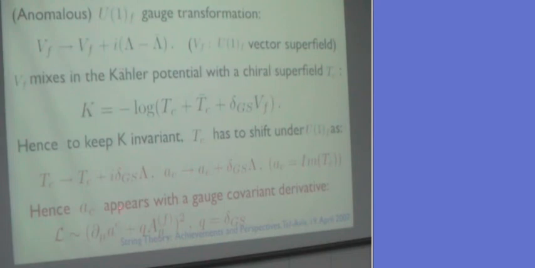this field now, if you only focus on the axionic part, appears now in the gauge covariant derivative in this way. If you expand out this action, you get this (dμ a)² plus q A_μ term, and the charge of the axionic field is precisely given by the Green-Schwarz coefficient delta. And hopefully this answers Nati's question from before.